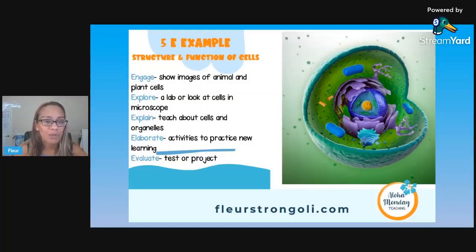Then for explore, you would just jump right into it. You could put out some microscopes with different slides and have them observe different cells and what they observe about them, to start exploring. Maybe they'll see some differences and similarities between cells. Or you could do a lab, like there was a cell model lab, and it demonstrates the cell membrane. So you could do something like that.